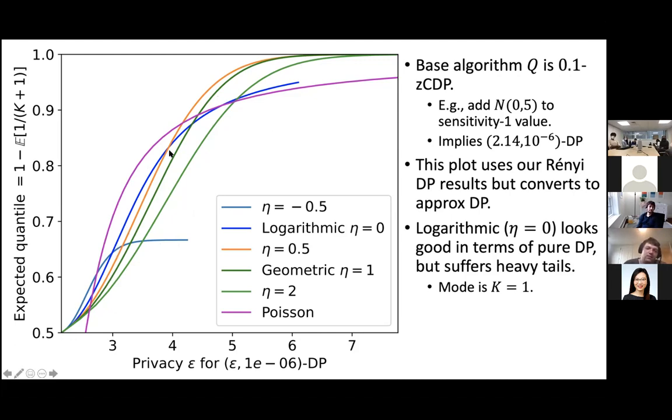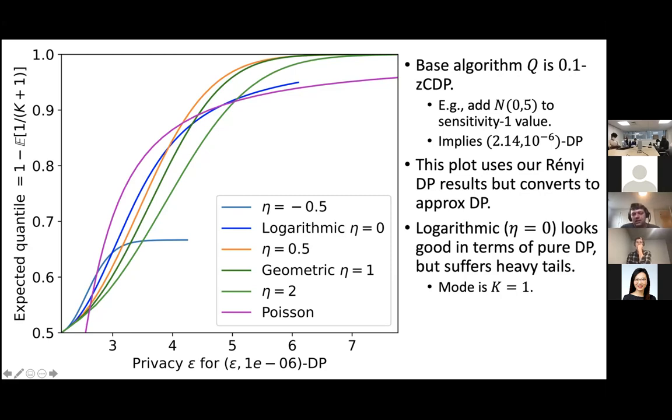And now we have a bunch of different lines that correspond to the negative binomial. So the eta equals 0 line is this dark blue line. That's the logarithmic distribution. As you can see, it doesn't seem to really beat out any of the other distributions. So this is one that you probably actually wouldn't want to use.